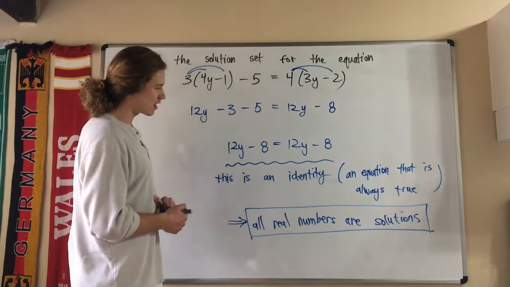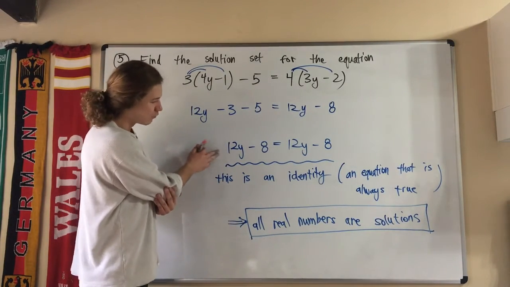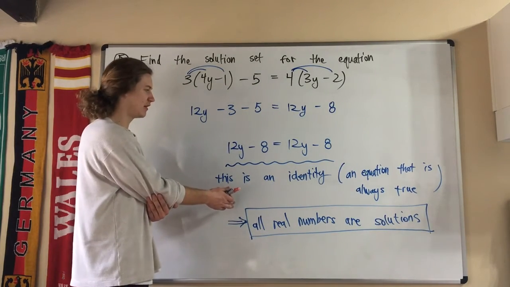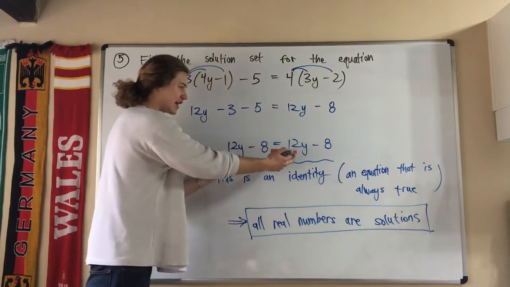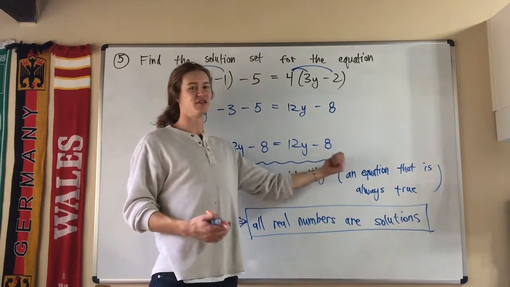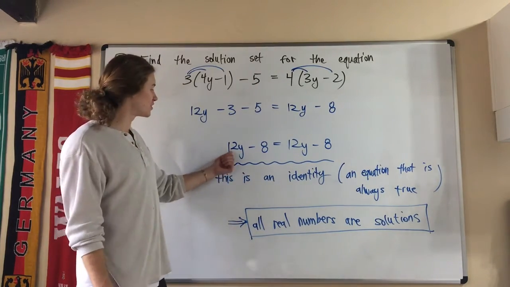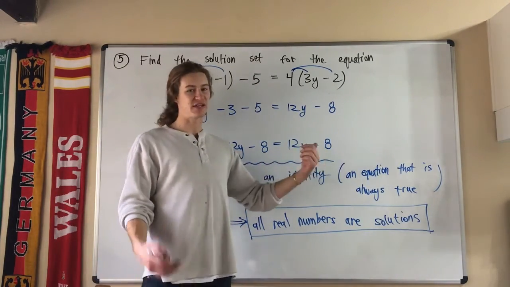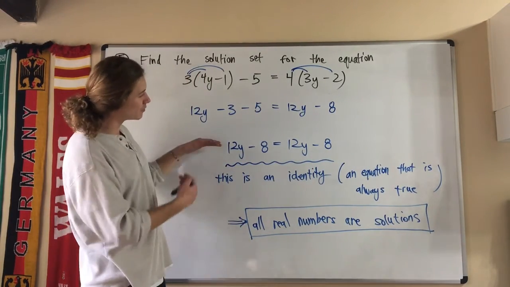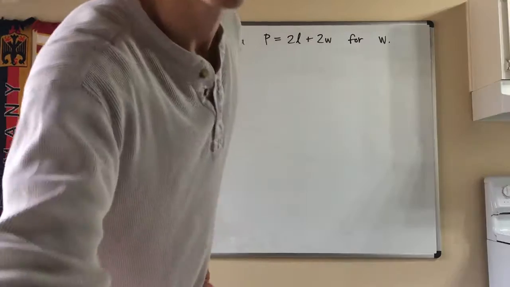Now, again, let's talk about why that's so. Well, think about this equation here, this linear equation in one variable. If I chose a value for y, it doesn't matter because the sides would be the same. For example, if I chose y equals 0, I'd have 0 minus 8 equals 0 minus 8. Minus 8 equals minus 8, that's true. If I chose y equals 1, 12 minus 8 equals 12 minus 8, yeah, that's true, it's 4 equals 4. In any case, any value we choose will be a solution. And we know in cases like this, all real numbers would be the solution.